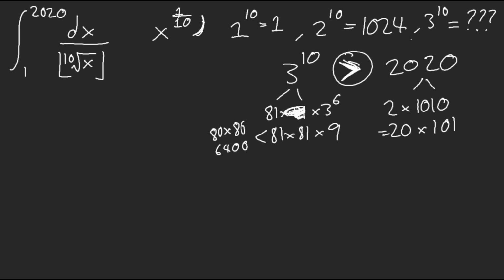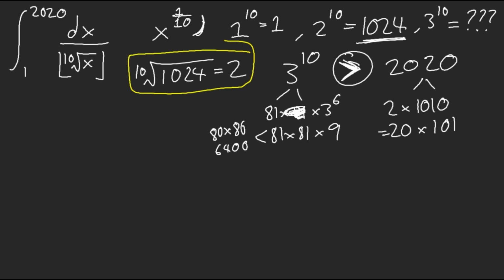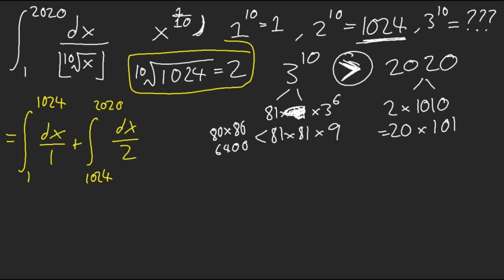So what that means is that at 1024, if I let x equal 1024, this means that the 10th root of 1024 is equal to 2. Okay, keep this in mind. So at 1024, the 10th root of 1024 is equal to 2. So we're going to have to split this up from 1 to 1024, and that's going to give us dx over 1, plus the integral from 1024 to 2020 of dx over 2. Okay? Well, that's just basic integration.